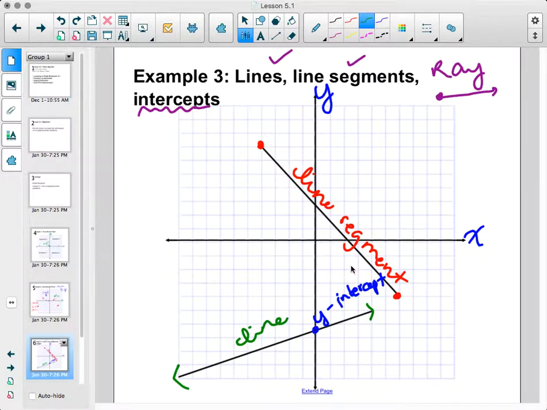This line segment actually has both an X and a Y intercept, as we've seen here. So here's the Y intercept, and then here is the X intercept. So go ahead and label that so you remember what an intercept is.